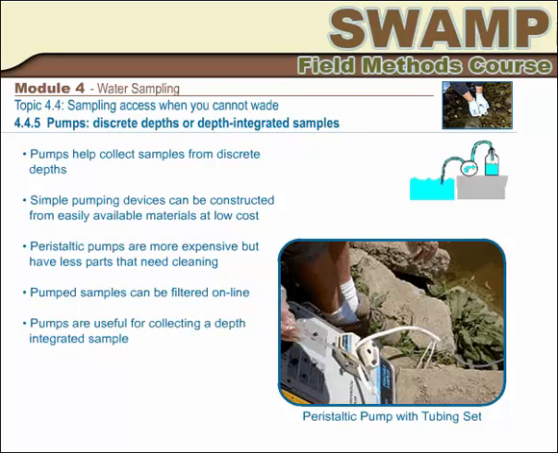Pumps are very useful when you want to collect a depth-integrated sample. For example, when the water column is not totally homogeneous and you are interested in taking a single sample which represents the entire water column. You can move the tubing intake up or down the water column at a consistent speed while the pump keeps working.